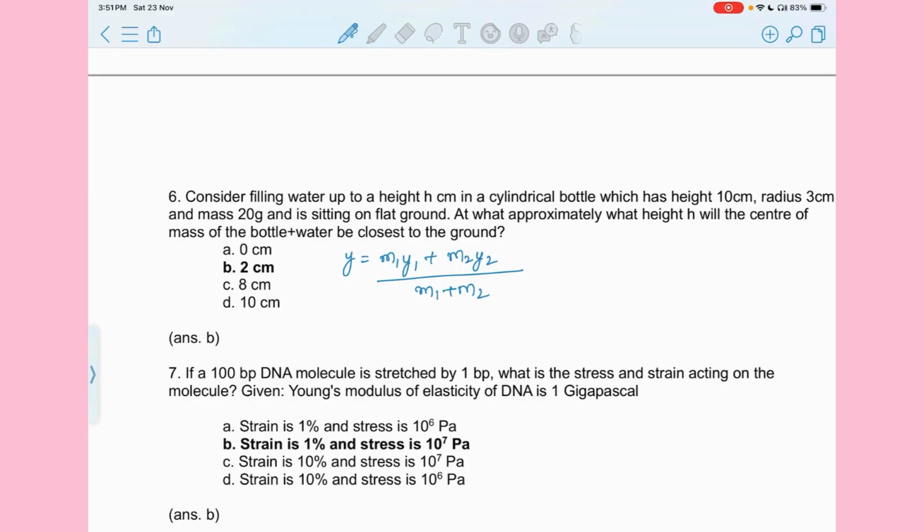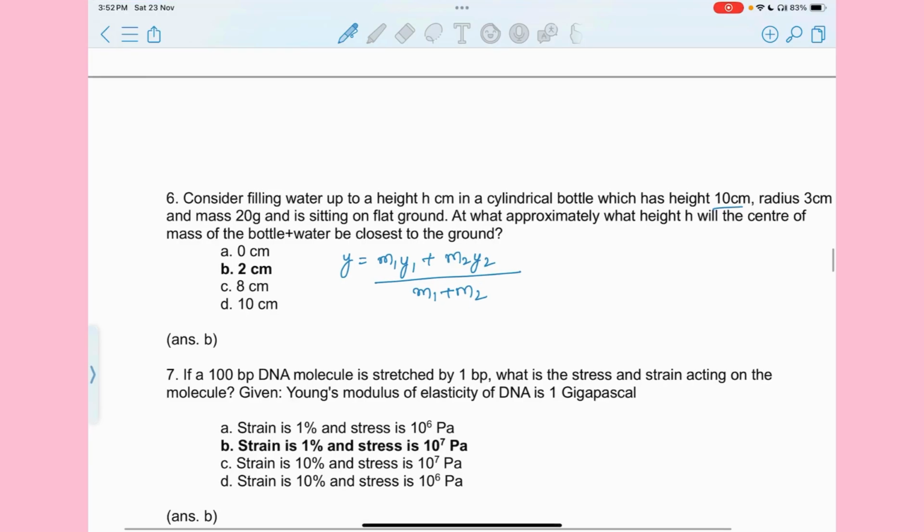Now we see that the height of the cylinder mentioned here is 10 centimeter. I'm reading out the question for you. Consider filling water up to a height of 8 centimeter in a cylindrical bottle which has height 10 centimeter, radius 3 centimeter and mass 20 gram and is sitting on a flat ground. At approximately what height H will the center of mass of the bottle plus water be closest to the ground? Consider that this is a cylinder where up to a height h the water has been filled.